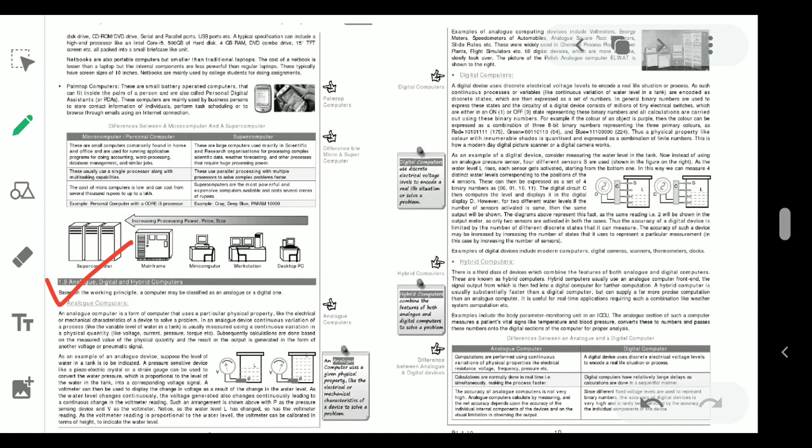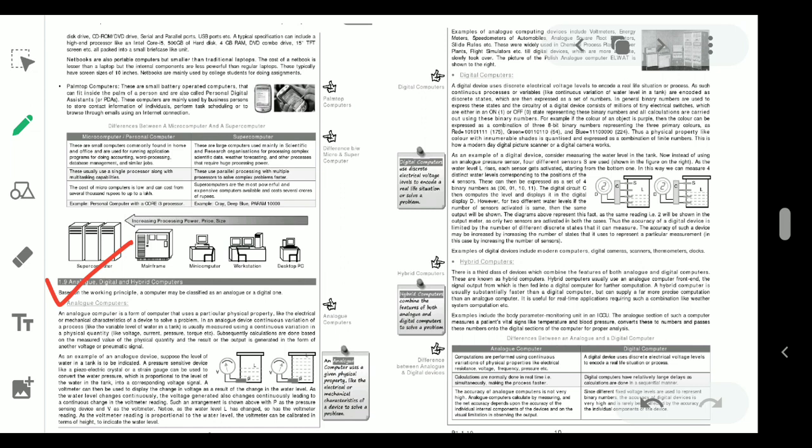So this analog device works on continuous variation in the process. What kind of physical quantity does it take as input? Like voltage, current, pressure, frequency, resistance, this kind of thing. Examples are the slide ruler, square root extractor, speedometer of the car, energy meter, and voltmeter. These are examples of analog devices.